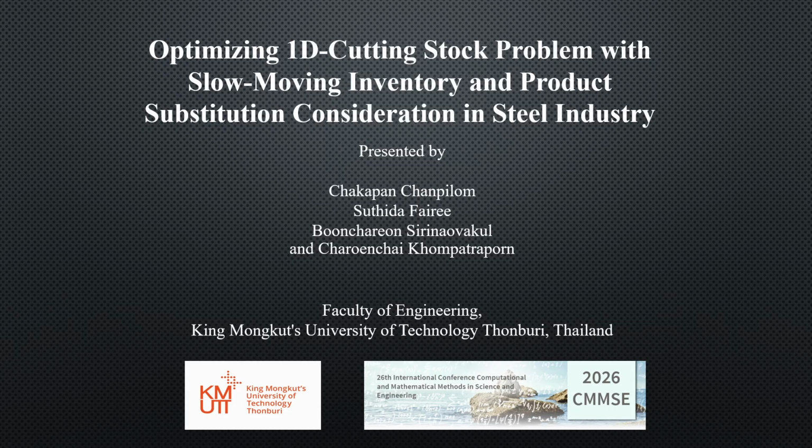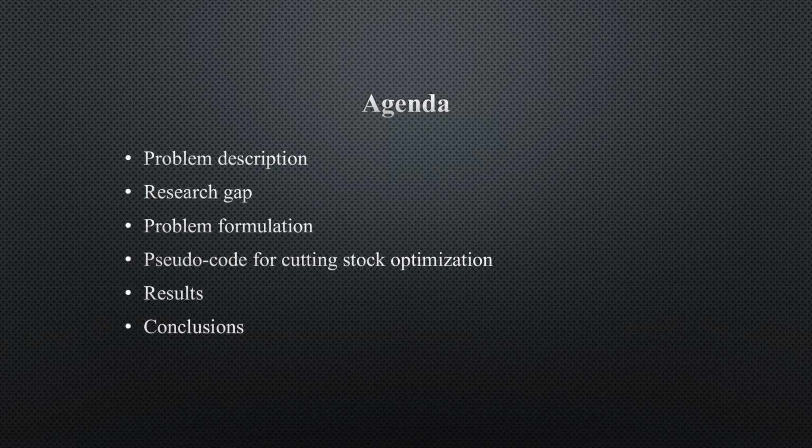Today I am pleased to present our research titled Optimizing the One-Dimensional Cutting Stock Problem with Slow-Moving Inventory and Product Substitution Consideration in the Steel Industry. The agenda for today's presentation consists of five key parts: problem description, research gap, problem formulation, pseudocode for cutting stock optimization, result, and finally the conclusion.